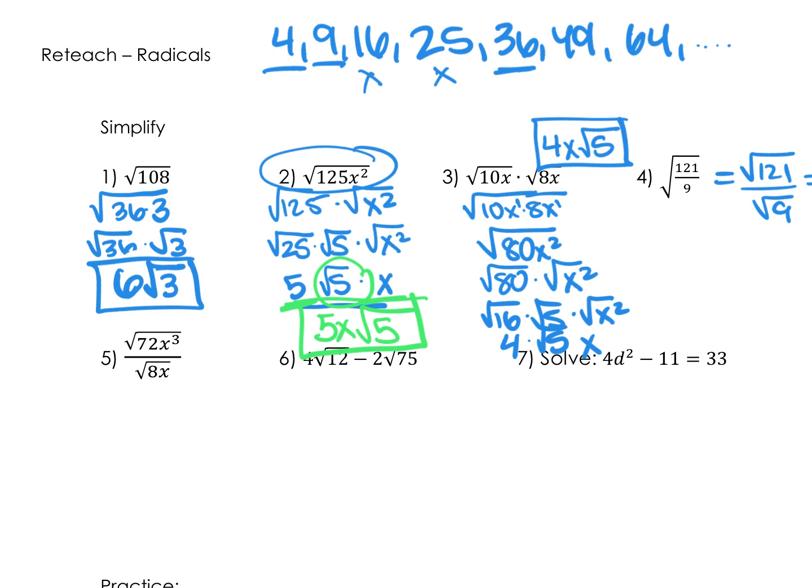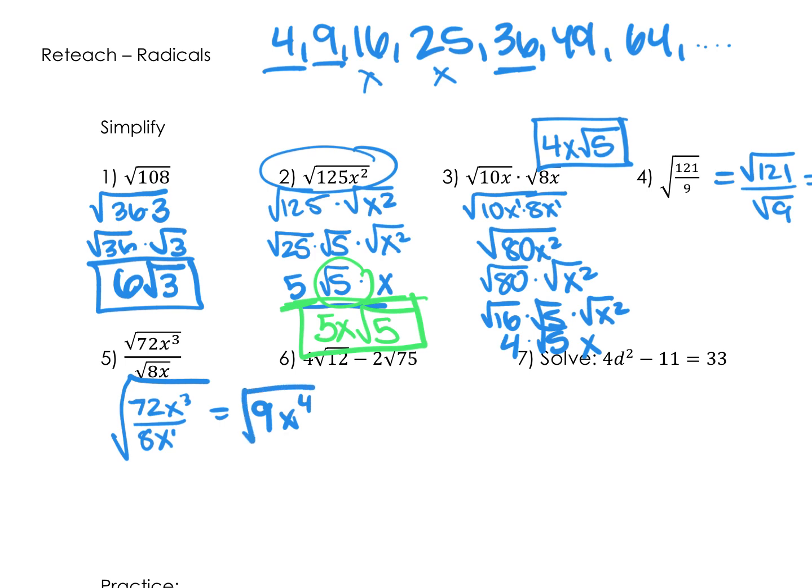For this problem number 5, we could simplify the radicals first, and that's possible, but it usually gets really messy. So it's going to be easier if we divide first and then simplify. So we're going to divide everything under the radical first, and notice how it's all under the big radical. Okay, so we're going to do 72 divided by 8 first. 72 divided by 8 is 9. X cubed divided by x, we're going to subtract the exponents, so that'll be x to the 4th, and this is still under the radical.